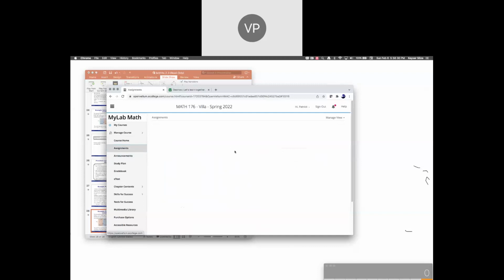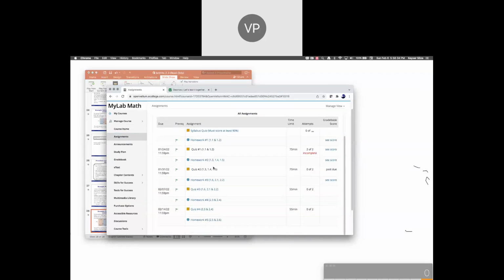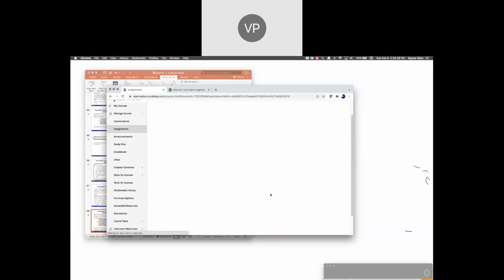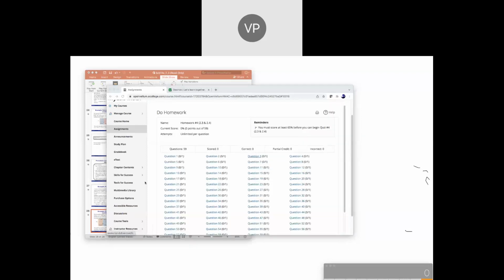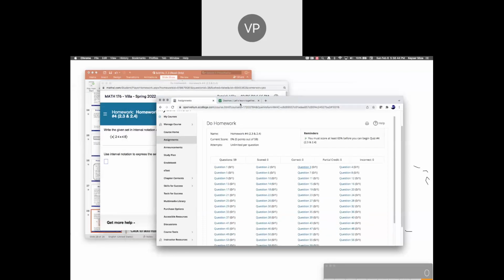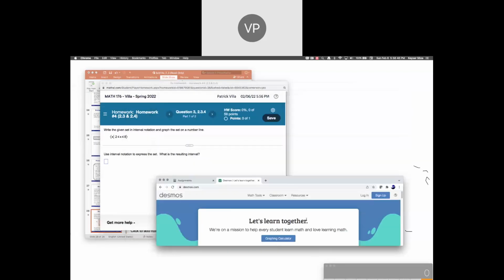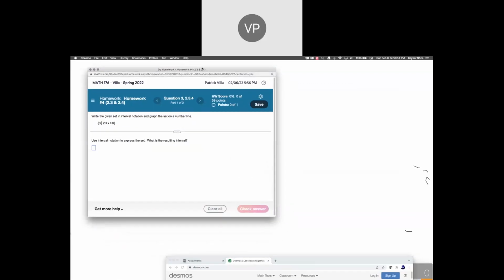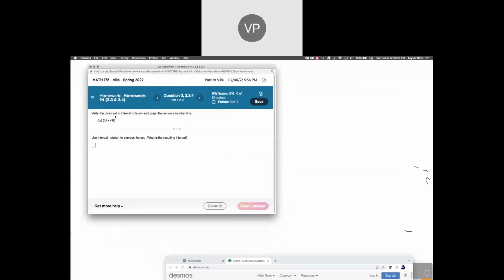So let's look at our assignments here. We're now on homework number 4 for this week. Kind of do what I always do. Let's start at number 3 and just kind of go by 4s here, and let's see what everything has got. Okay, so on this one, write the given set in interval notation and graph it on a number line. All right, so interval notation.